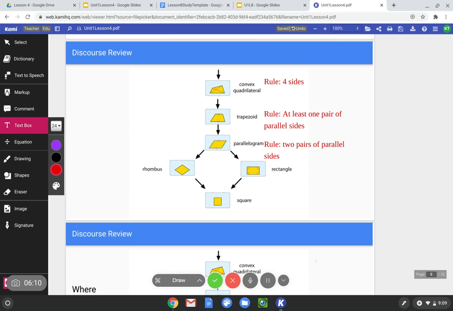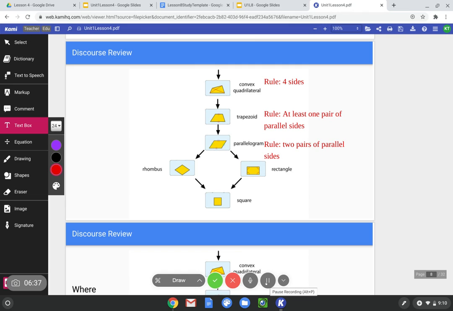So we start off with a quadrilateral, must have 4 sides. Then we get more specific. Now, to be a trapezoid, you must have 4 sides and at least one pair of parallel sides. When we move to parallelogram, we get even more specific. Not only do you have to have 4 sides and at least one pair of parallel sides, you have to have 2 pairs of parallel sides to be a parallelogram.